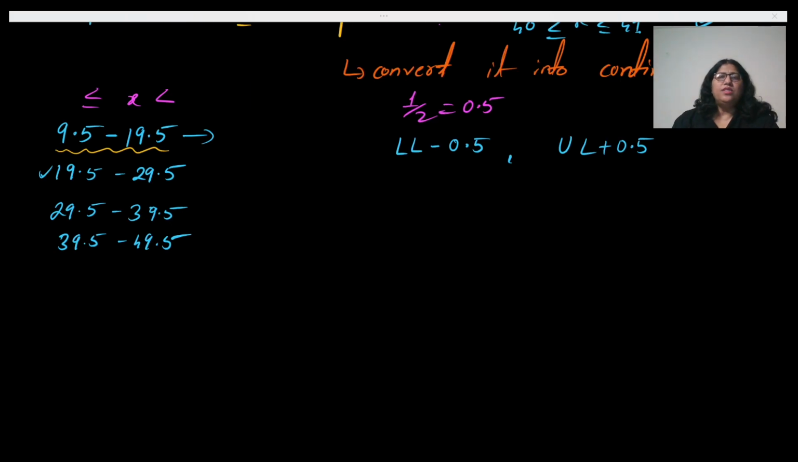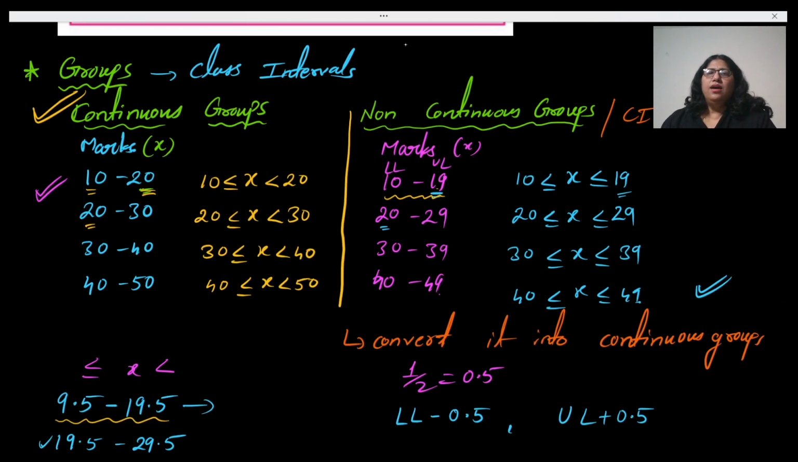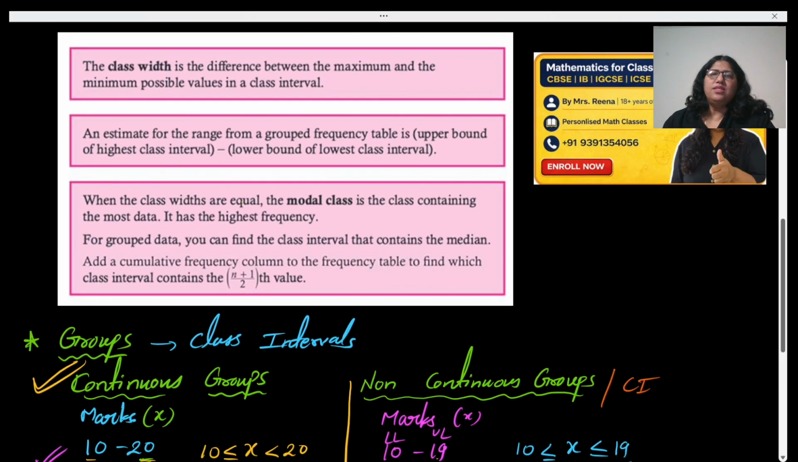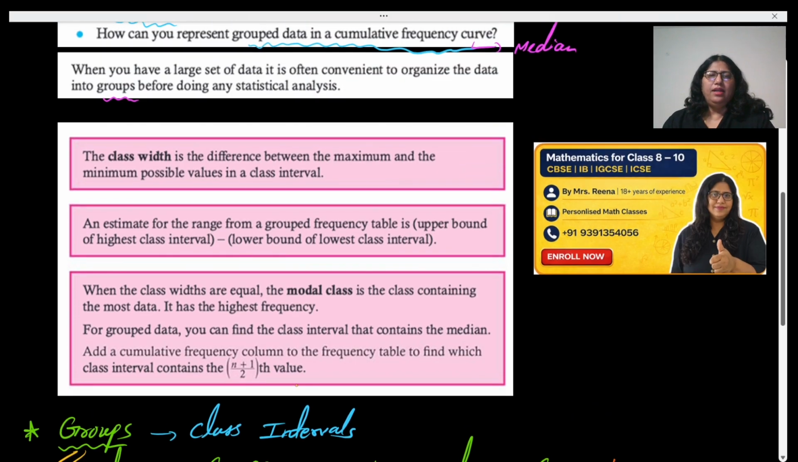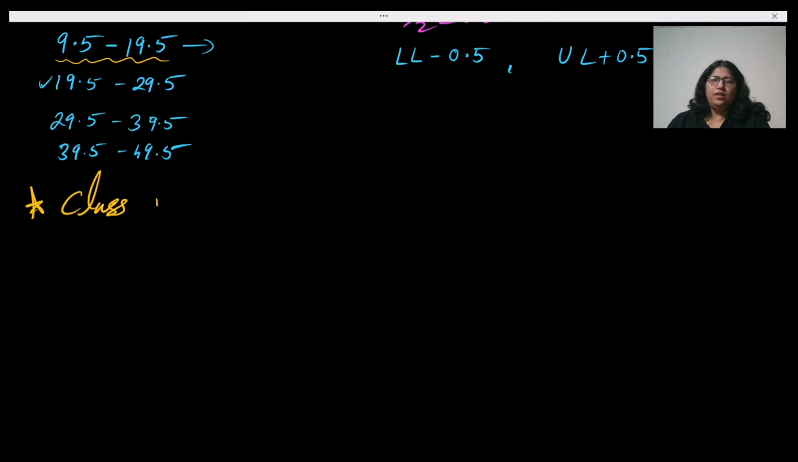Now there are some terms you should be aware of. The first thing is class interval. Other than class interval, there are some other terminologies you should know about. The first is class width. What is the meaning of class width, or sometimes class size? It is the difference between the maximum and the minimum possible values in the class interval. This is class width, right?